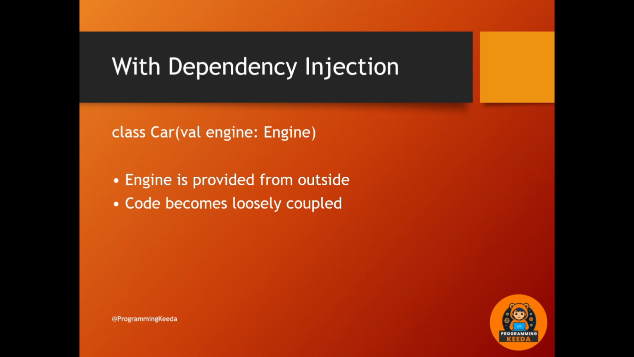Now let's see how dependency injection solves these problems. Instead of creating the engine inside the car class, we pass the engine from outside through the constructor. This means the car class only knows that it needs an engine, but it does not care how the engine is created. This approach removes the tight coupling and makes the code loosely coupled. Loose coupling allows us to change or replace a dependency without modifying the dependent class, which is a core principle of clean architecture.